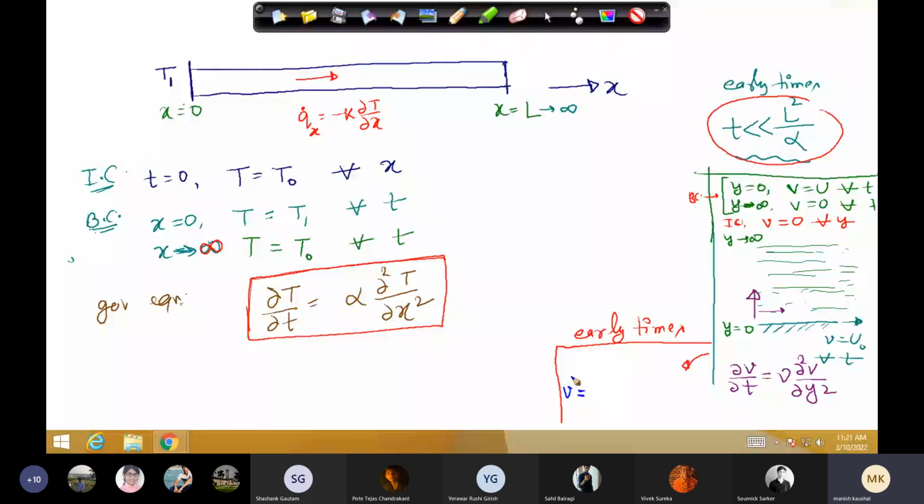What is the boundary condition? Go ahead. So early times. Yes, sir. One minute. It is written on your screen. What is one minute, sir? It's written on the screen which I am sharing.